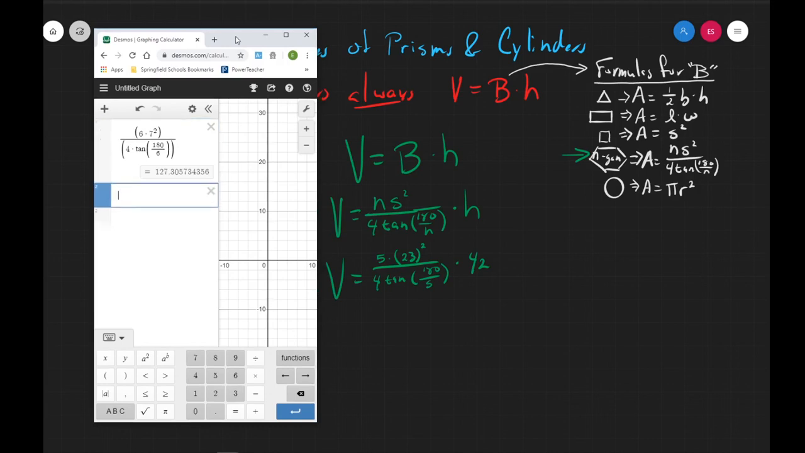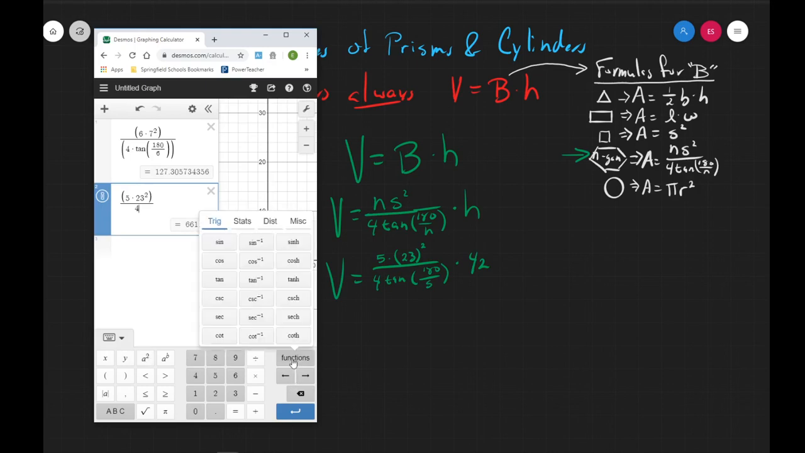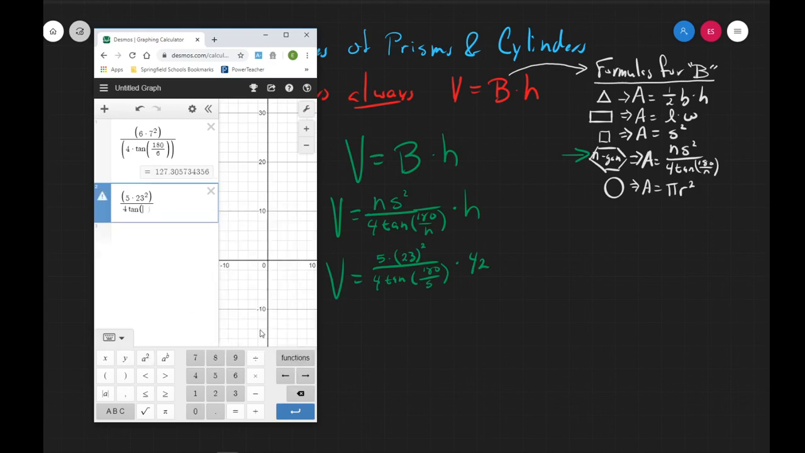So again, we're going to put the top part of our fraction in parentheses. 5 times 23, which we are going to square. Square 23 and just 23. Don't multiply it by 5 first. Divided by 4 times tangent. We go into our function menu, grab tangent of 180 divided by 5. So that'll give us our area.